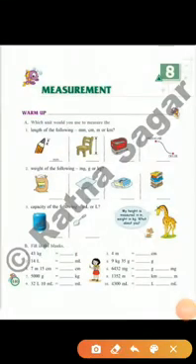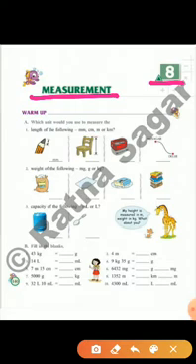Students, today I am going to introduce a new chapter, Chapter 8, Measurement. You have already learned this chapter in the previous standard, right? You have seen measurement of length, measurement of weight and measurement of capacity. In this chapter we are again going to see all these things. This is your warm up page given in your textbook on page number 140. So you can solve this on your own based on your previous knowledge.